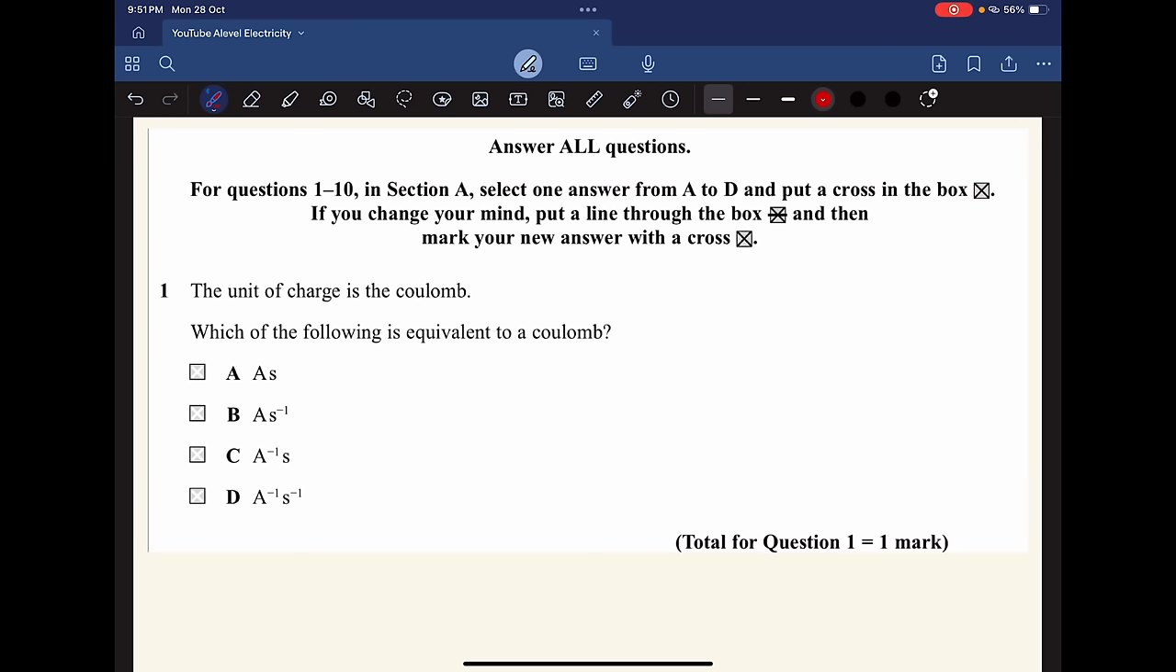For this question, the examiner is asking about the unit of charge, which is coulomb, and you know the symbol of the electric charge is Q. Which of the following is equivalent to coulomb? Q equals I, the electric current, times t, the time. The unit of the current is A, ampere, times the time, which is second. So the correct answer, question one, is A.